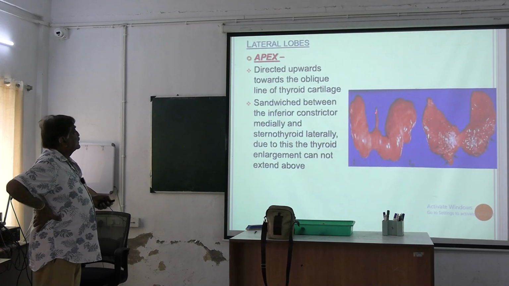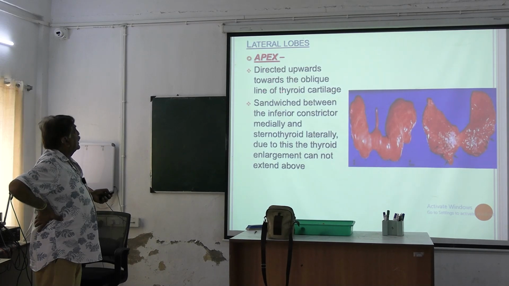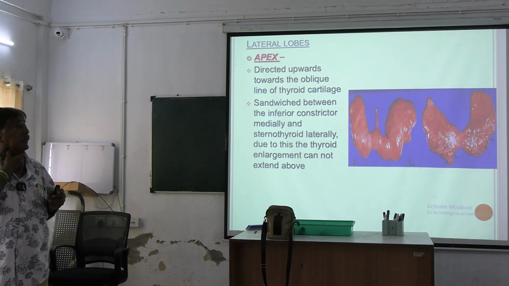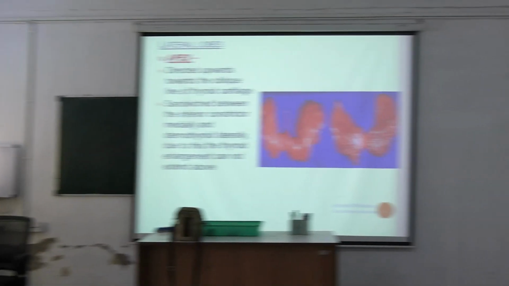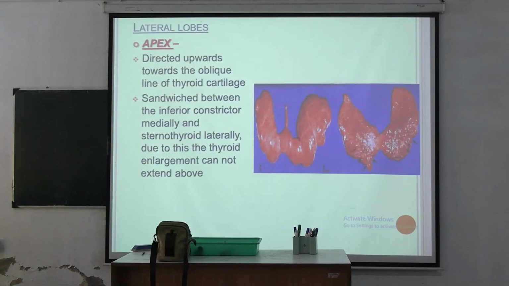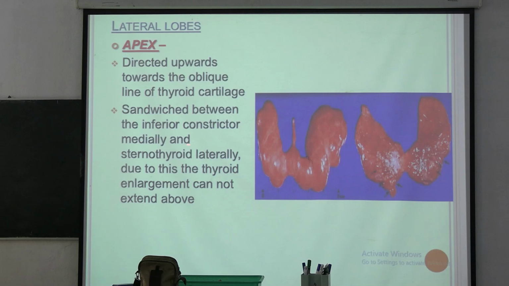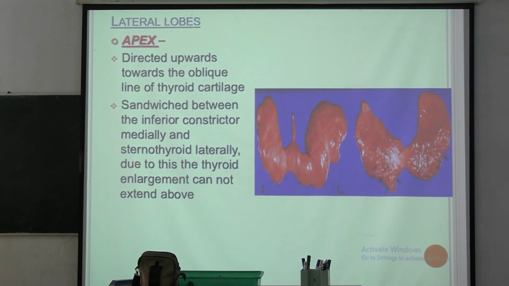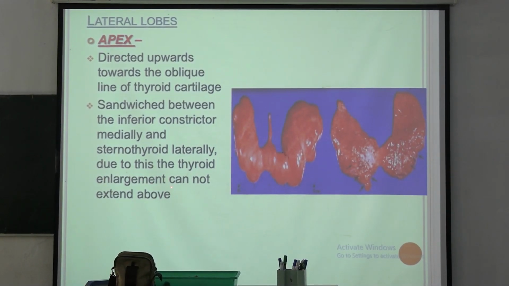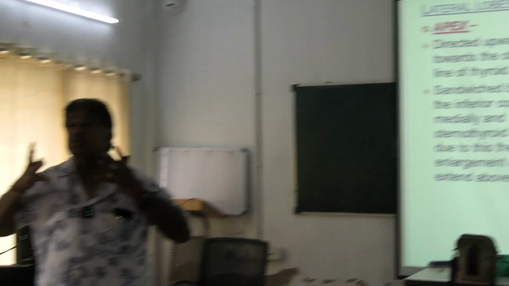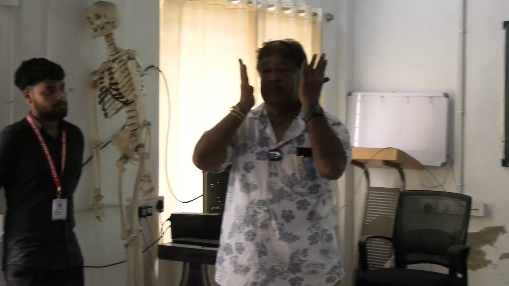The apex is directed upwards towards the oblique line of the thyroid cartilage. You can see the big thyroid cartilage here. The apex is sandwiched between the inferior constrictor medially and sternothyroid laterally. These are the two muscles. Thyroid enlargement cannot extend above. That is why a huge goiter does not extend like this. It is restricted there by these muscles.